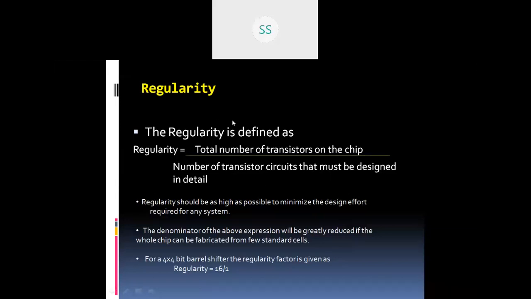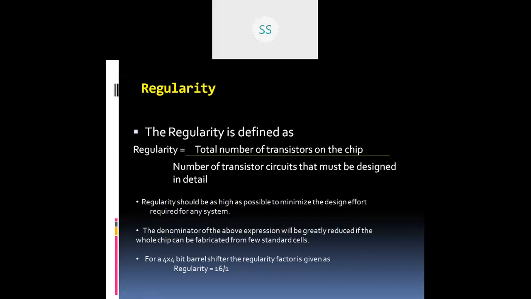So this particular parameter, its value, is a number. It is going to define the regularity of the structures. It is a ratio of the total number of transistors on the chip to the number of transistor circuits that must be designed in detail. Now assume that we want a very high value of regularity. It is required also.